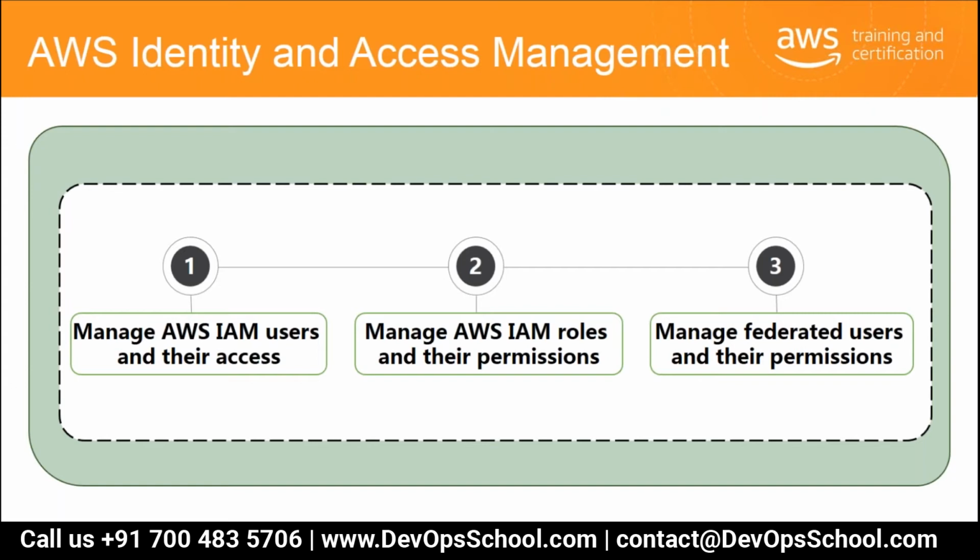AWS IAM covers users and their access, IAM permissions and their roles, and then federated users and their permissions. If you are using AWS from within your corporate, you already have some identity management system there. AWS can be integrated with your federated system and existing corporate identities, and it will then grant you access to AWS resources, like a bucket or EC2, based on your corporate ID, without creating new AWS identities. That's also possible.